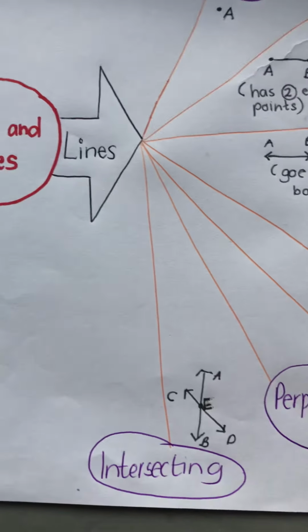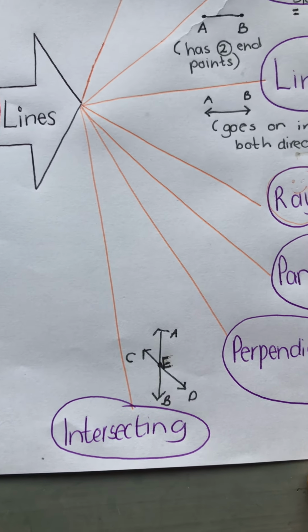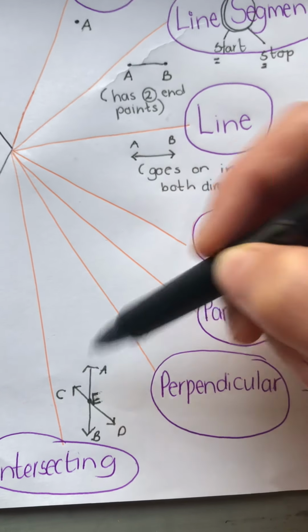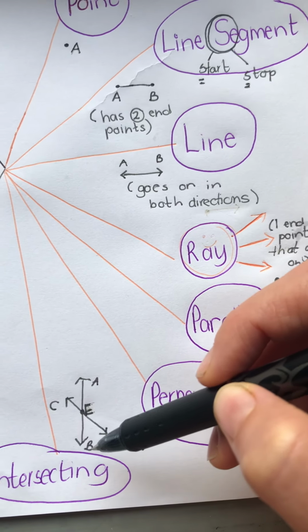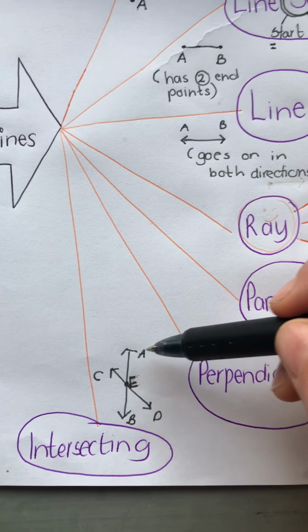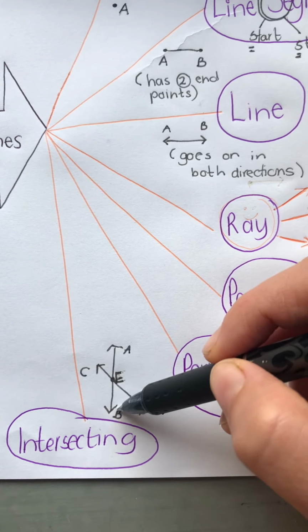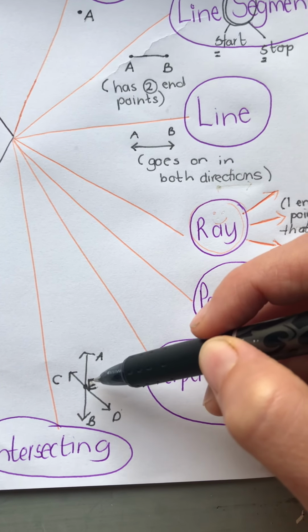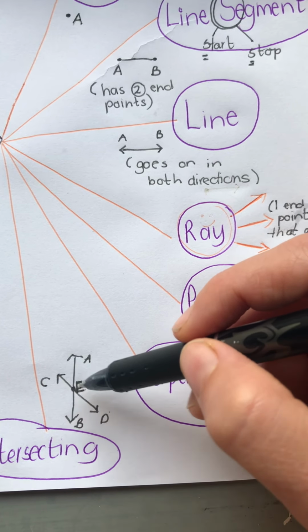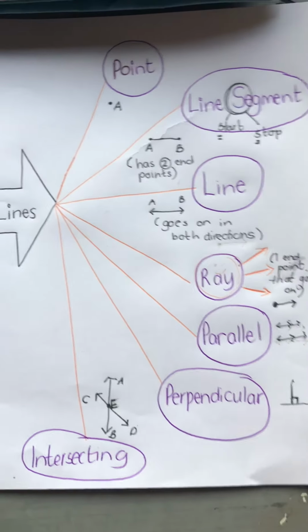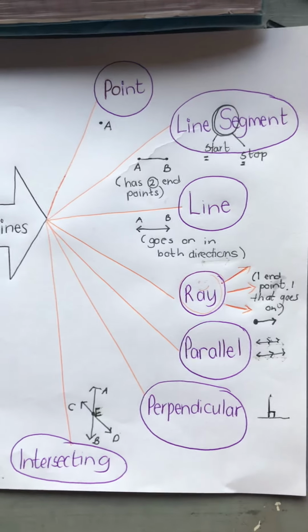Right, and then we have intersecting lines. And here you can see I've drawn two intersecting lines. There's one, and there is the other. And I've also given them names, and I've called them line AB and line CD. And they are intersecting at point, there's my point, they are intersecting at point E. Alright, so those are the different types of lines that we get.